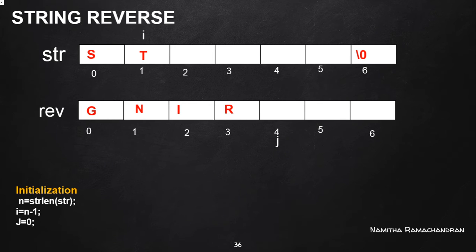Right? Now I is pointing to 1. Again the condition is not true. That means I is greater than 0.